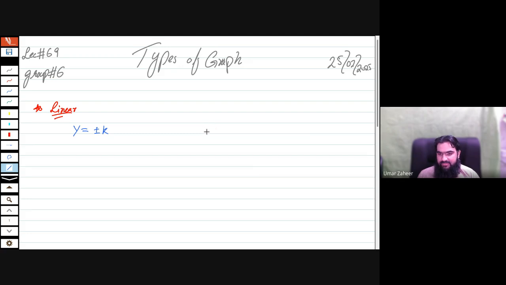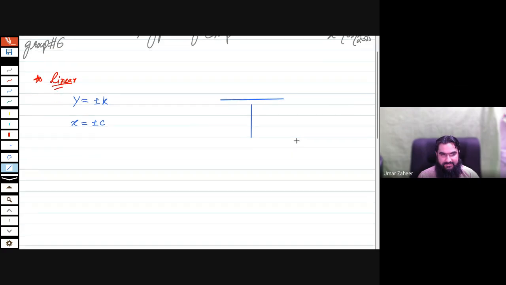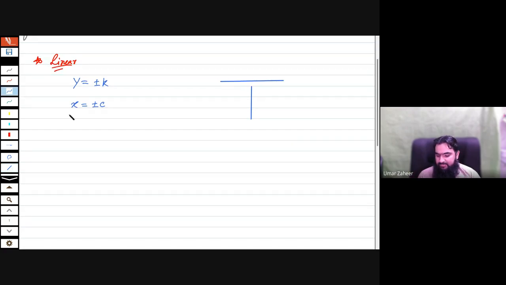We have done this in the coordinate geometry. Yes, everyone. The y is equal to 2 graph, or y is equal to minus 3, y is equal to 4 graph. Yes, Surya, it is a horizontal line. It is a graph that looks like this. In the same way, if you have a graph x is equal to plus minus c, yes, it is a vertical line.